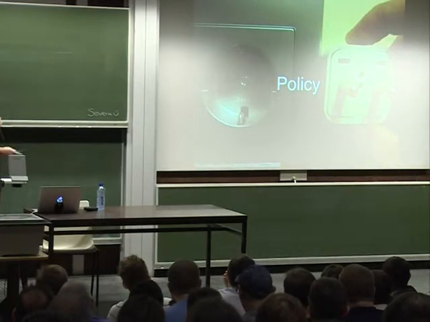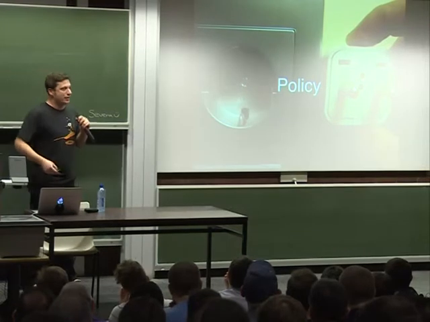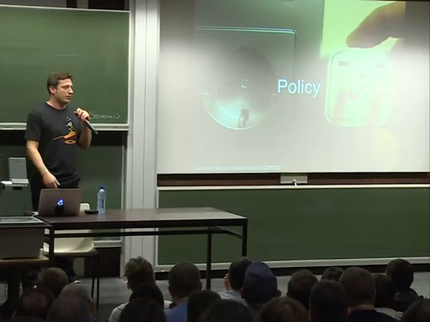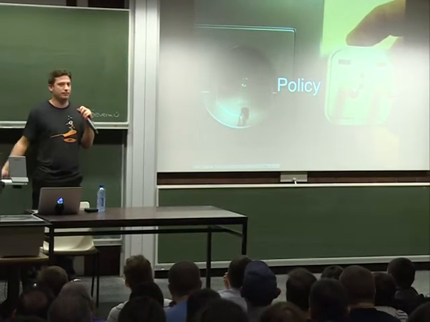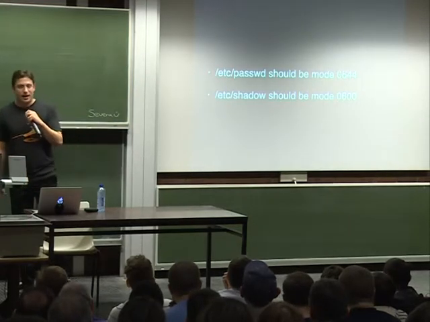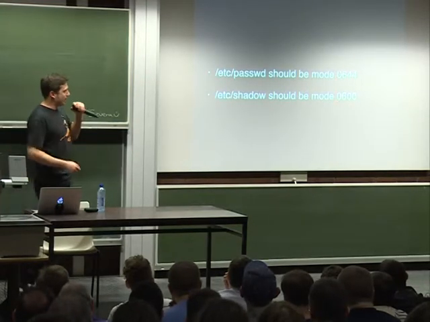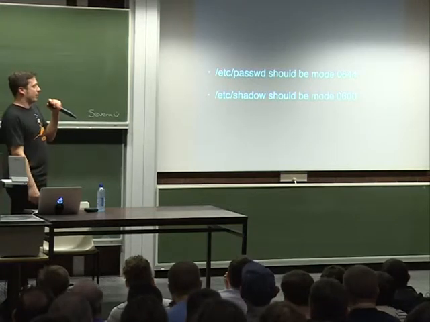So part 2, policy. At the highest possible level, modern config management is about describing policy. So what is policy? It's stuff like this, right? /etc/passwd should be mode 0644 and /etc/shadow should be mode 0600.